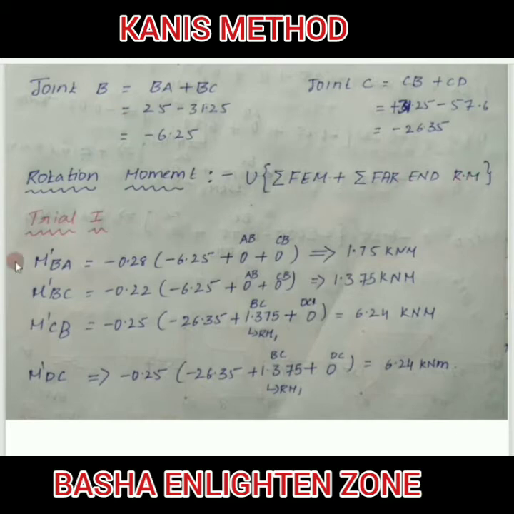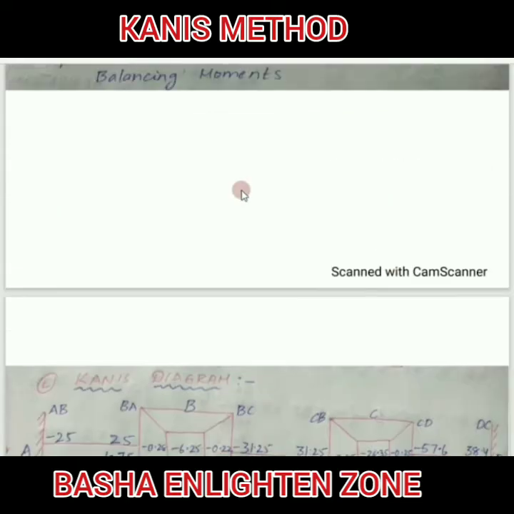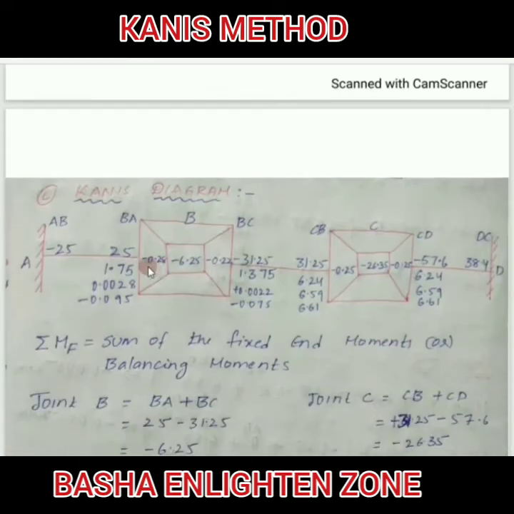So friends, I am going for the first trial. I am finding the rotation moment, denoted by m dash, and finding the rotation moment for BA. Why? Because for AB and DC there will be no rotation moments. Rotation moments are calculated only for the joints. You always remember these two steps. Okay, I am calculating m dash BA. That will be equal to, what is the formula? U. Where will you get this U? See here in the diagram, U equals the rotation factor of BA. Already we calculated it in the rotation factor table. So U means minus 0.28.